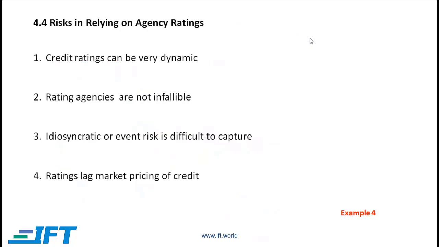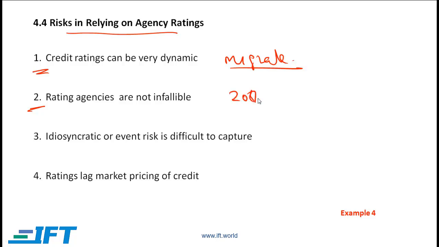There is sufficient evidence that credit rating agencies have done a good job of assessing credit risk. However, as investors, we should still be aware of some risks in relying too heavily on rating agencies. The first point is that credit ratings can be very dynamic, so ratings can move or migrate up or down quite fast. Second point is that rating agencies can make mistakes, and a major example of this was in 2007, just before the major credit crisis. Credit rating agencies had given pretty good credit rating to subprime mortgages.